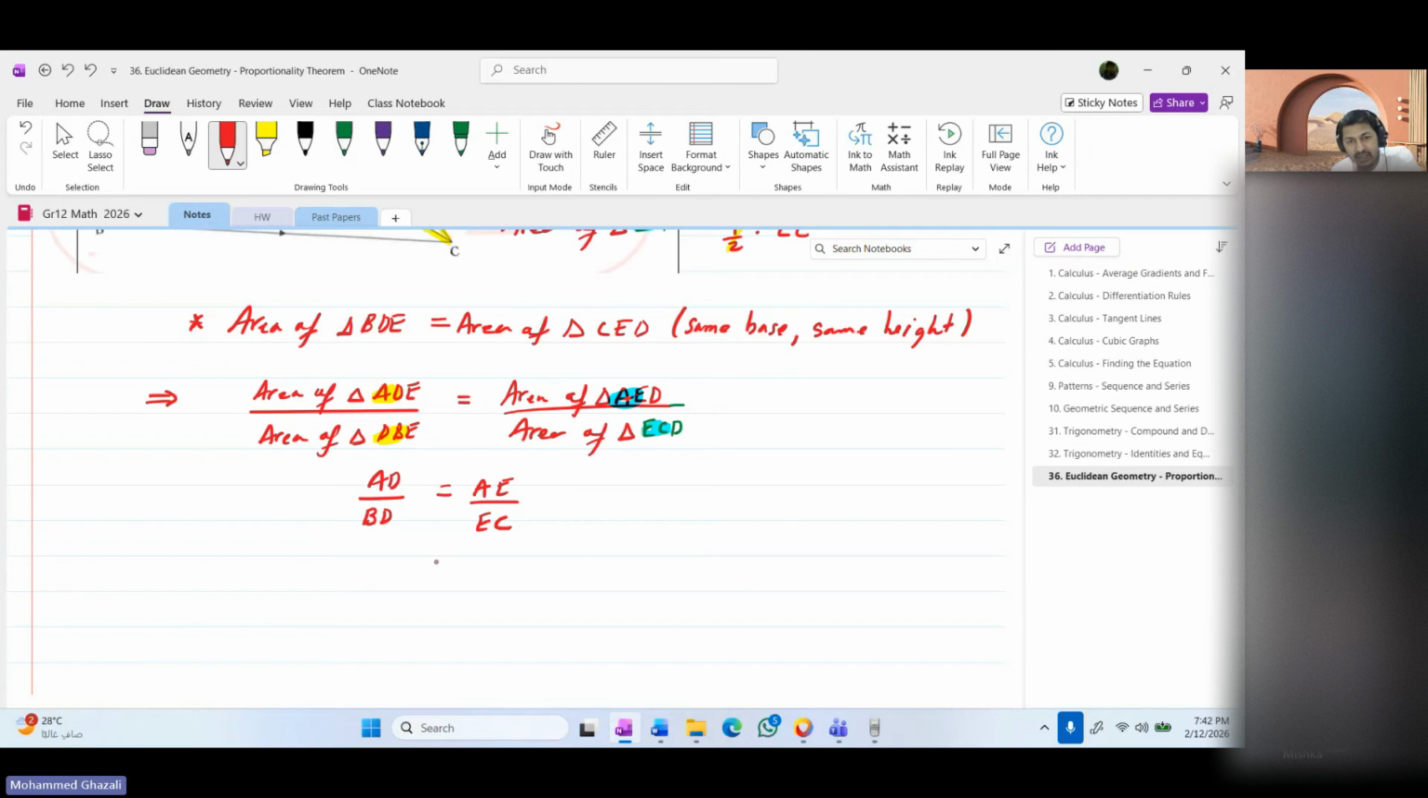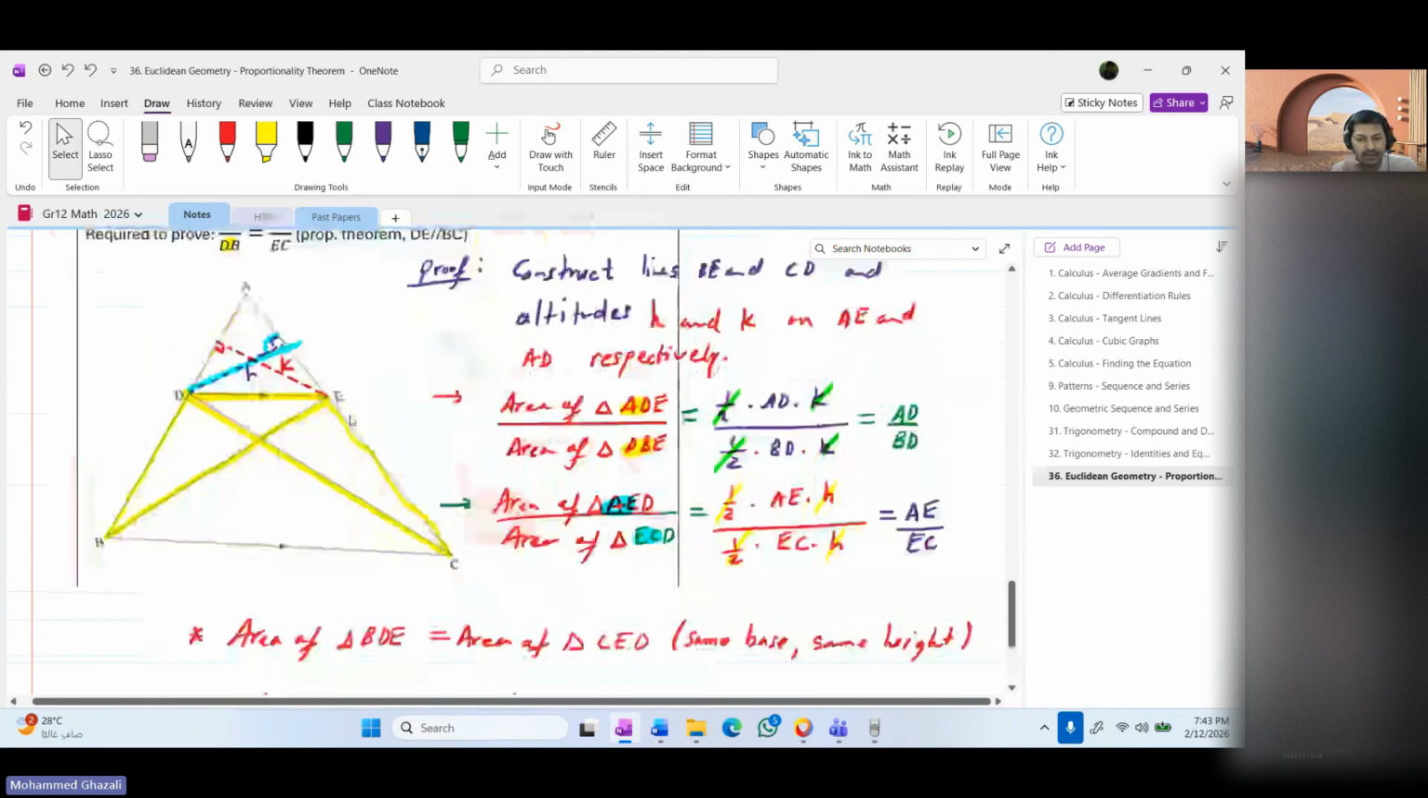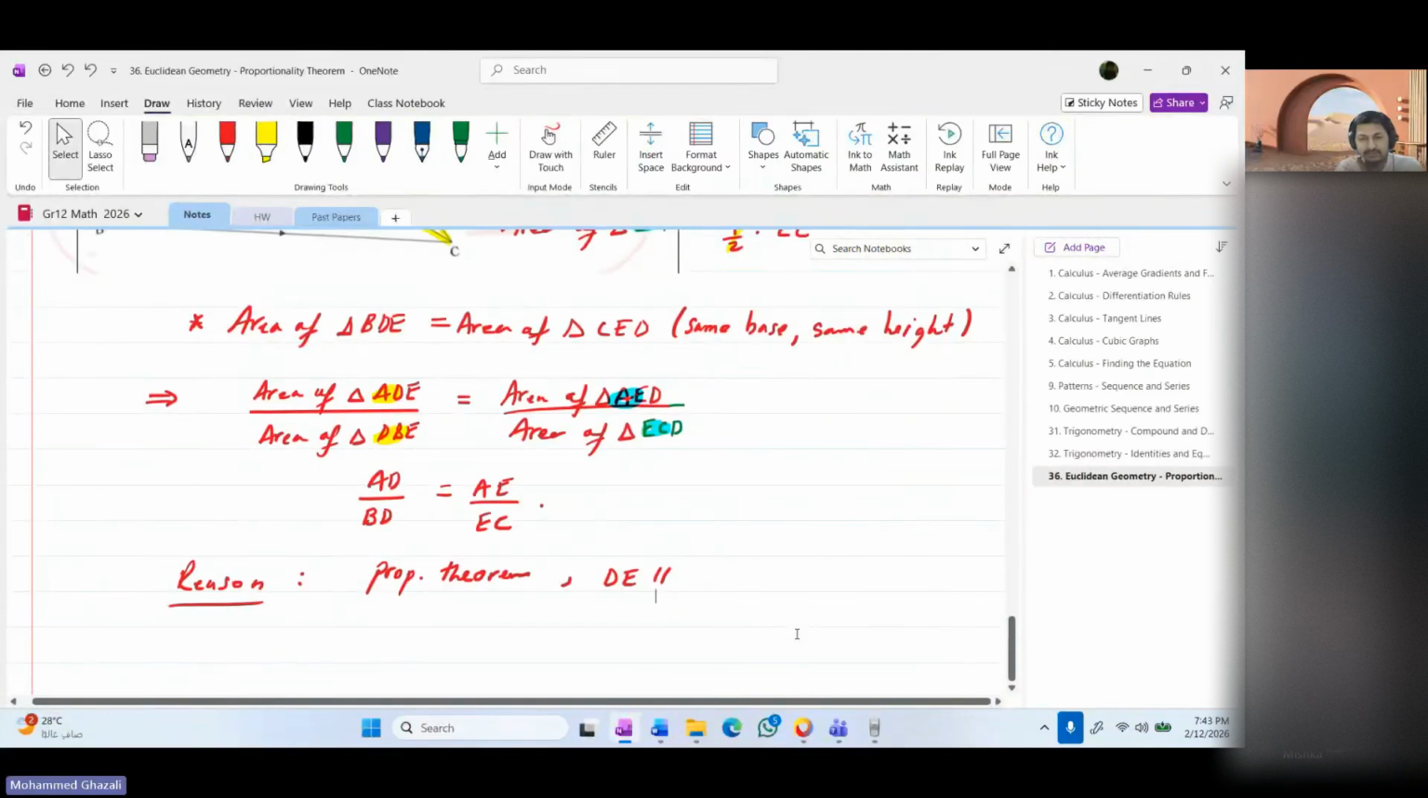And whenever you make this conclusion, you have to say your reason. I think, guys, this is done. That's proved. The reason that you will mention as soon as you make the conclusion like this, you'll always say prop theorem because DE is parallel. Whenever you say prop theorem, you have to mention the pair of parallel lines, which is DE is parallel to BC.